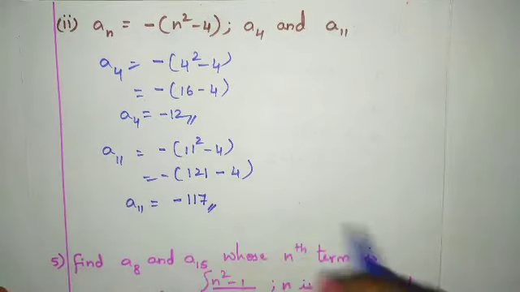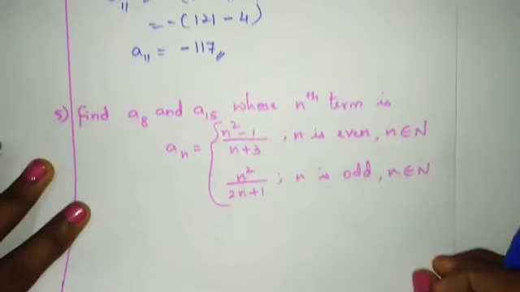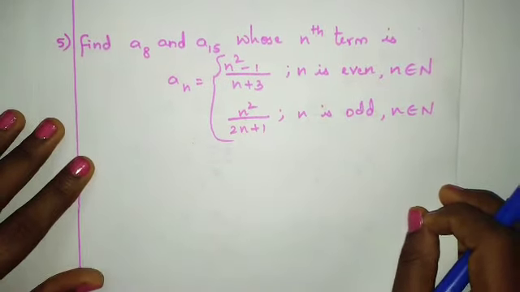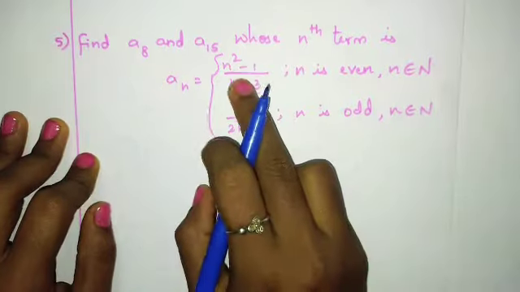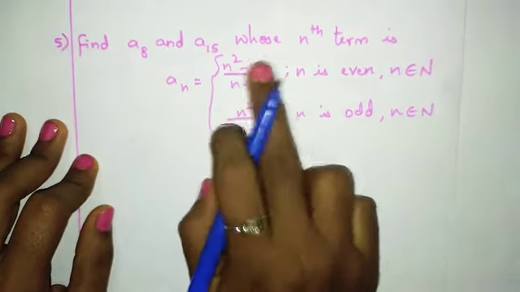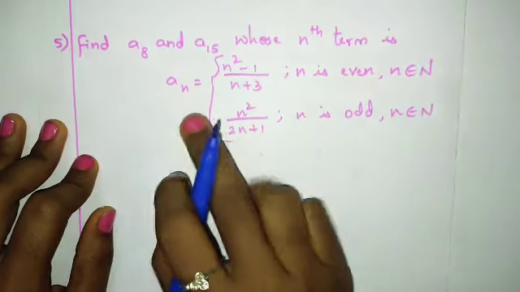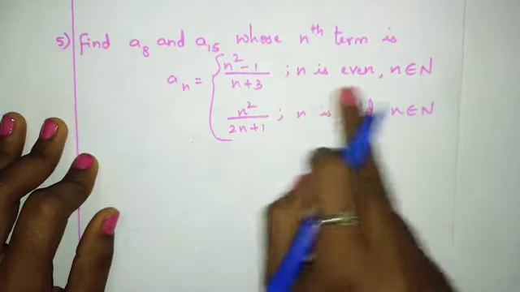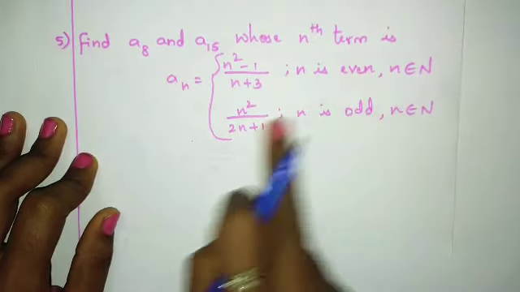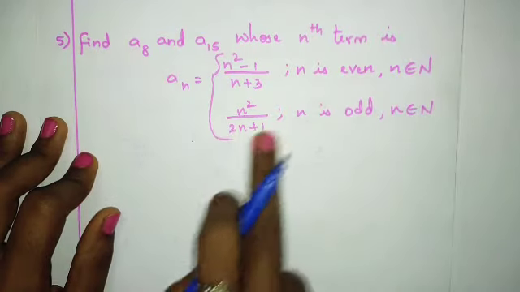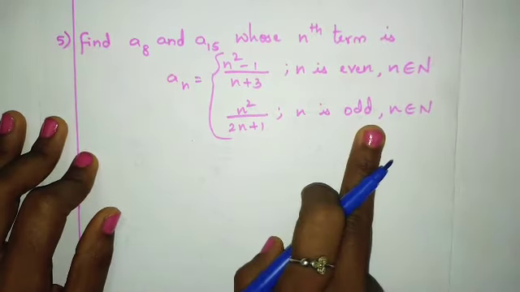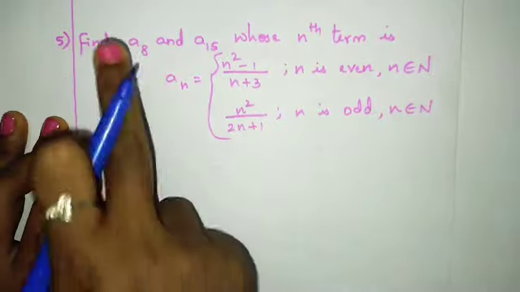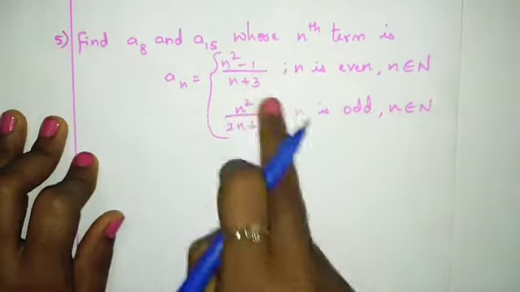So now we'll see the next sum. That is the fifth sum. Find a8 and a15 whose nth term is given: n square minus 1 divided by n plus 3 when n is even, and n square divided by 2n plus 1 when n is odd. So now you have to select which is even, which is odd, and apply the nth term.